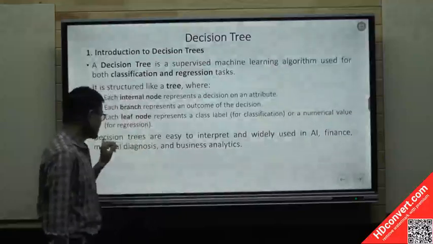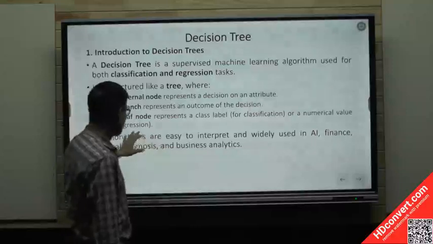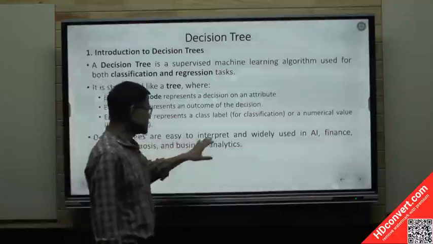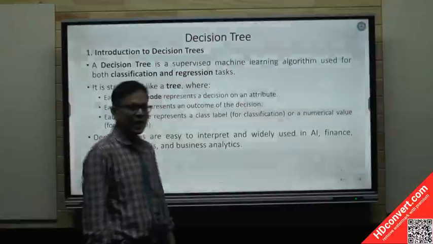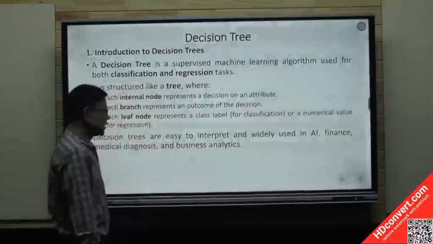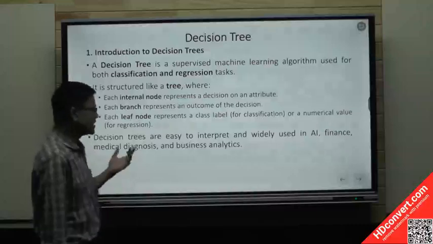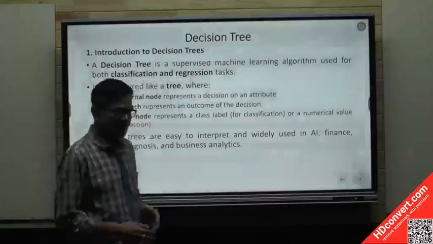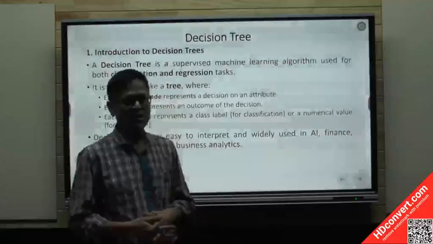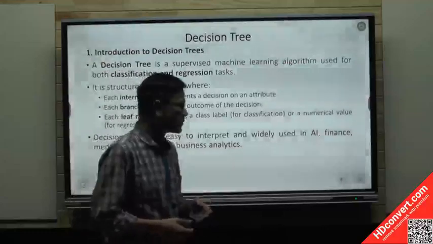So therefore decision trees are easy to interpret and widely used in artificial intelligence, in the field of finance, medical diagnostics and business analytics. So basically they are structured like a tree, which we will see in a short while.